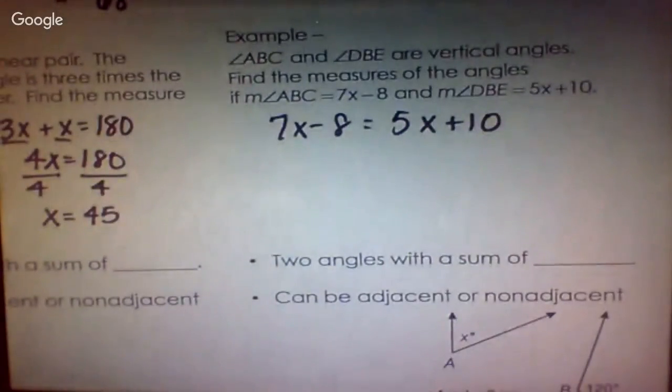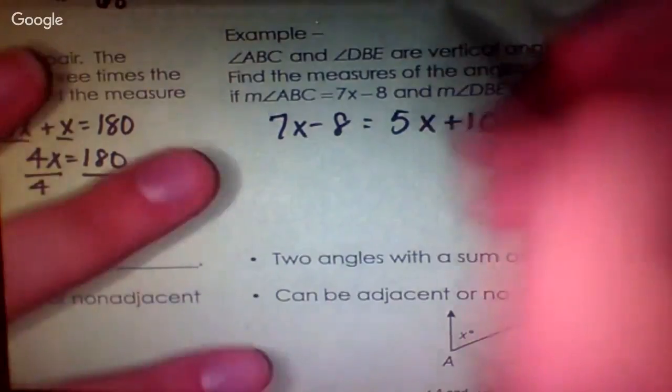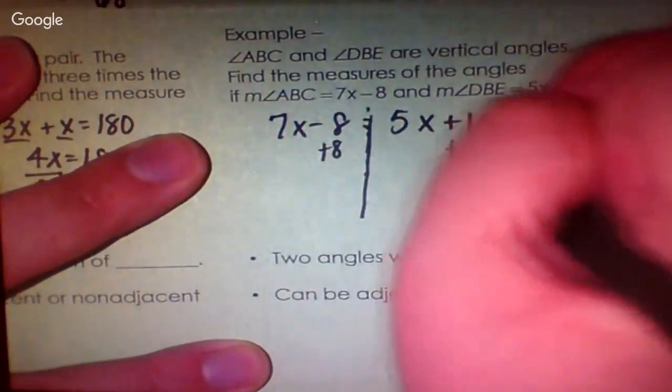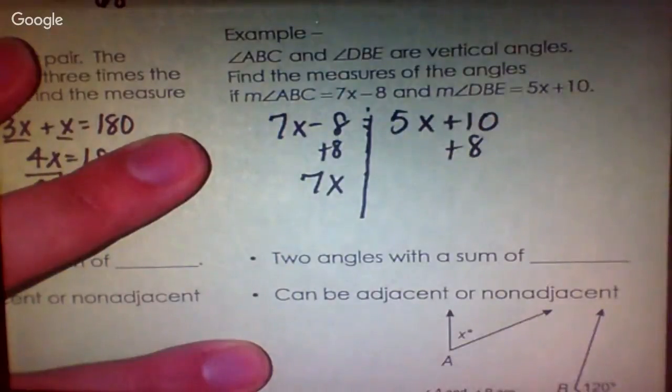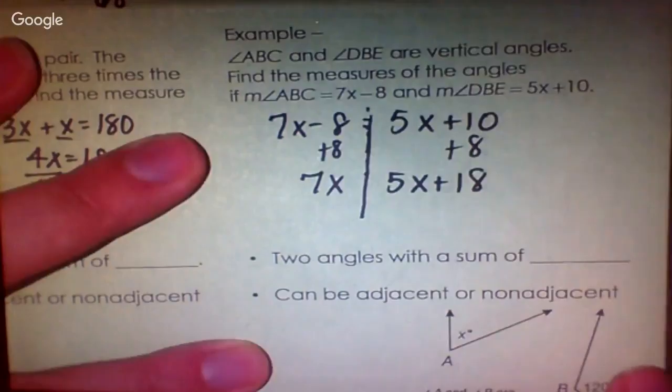What step would you like to take first? Add 8 to both sides. Okay, so Sienna wants to take the numbers to the other side. So I'm going to draw that line because some of you need that visualization. So on the left, we've got 7x. On the right, we have 5x plus 18.